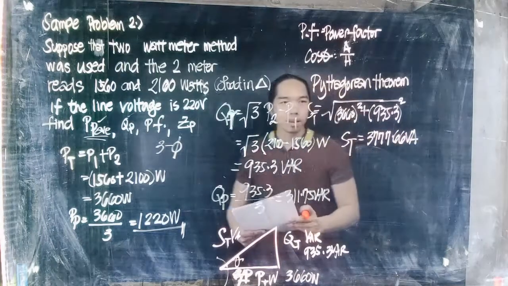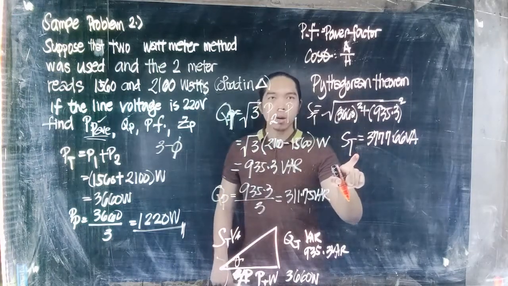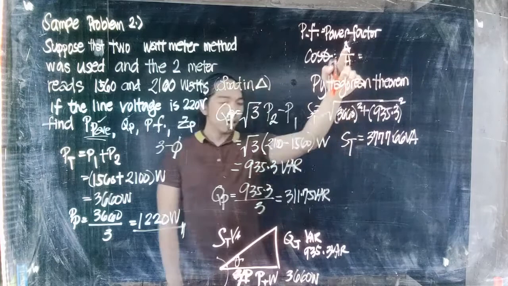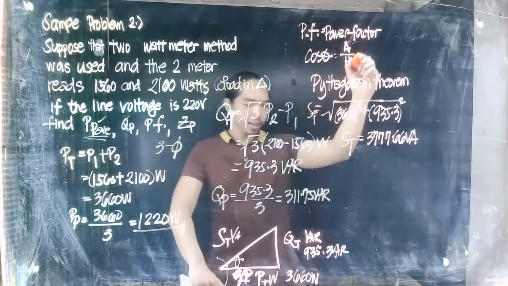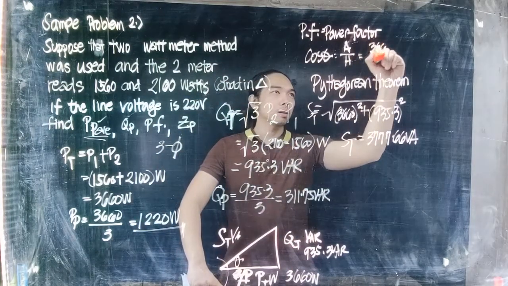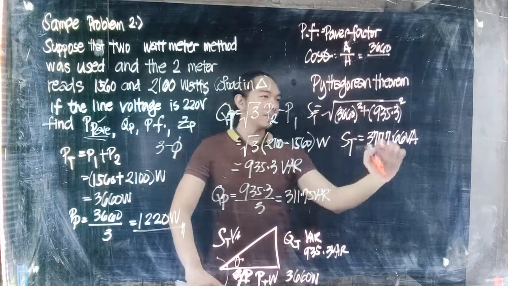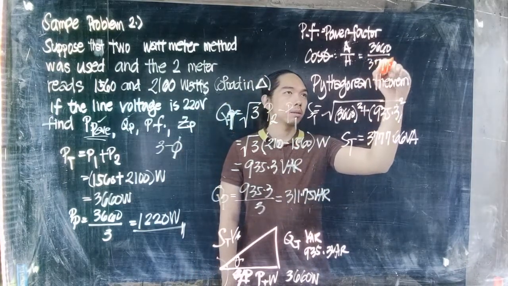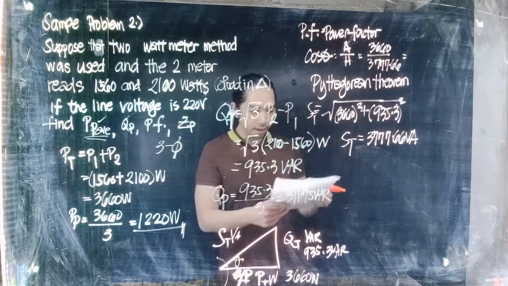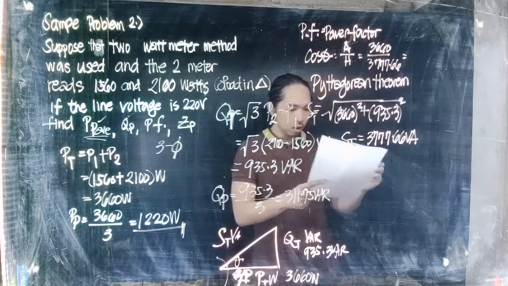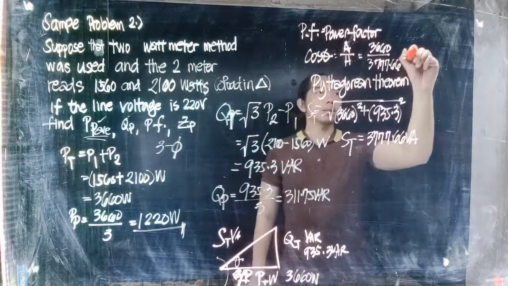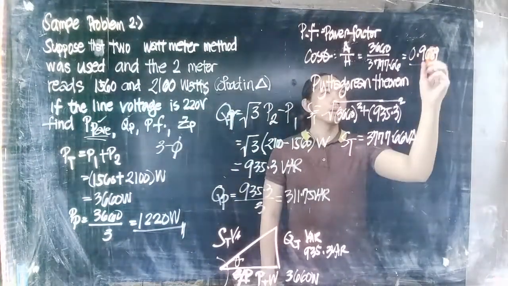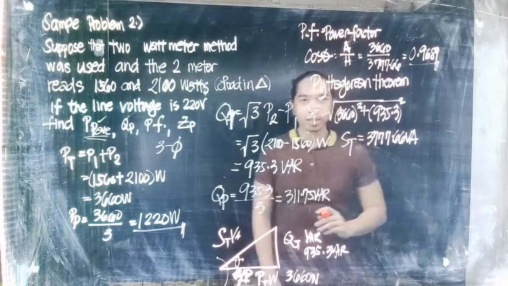Okay? So now we have ST, we can find cosine theta. So cosine theta, okay, adjacent side is 3,660 over this 3,777.66. And that would give us the power factor equal to 0.9689. So, 0.9689 yung sagot dyan.